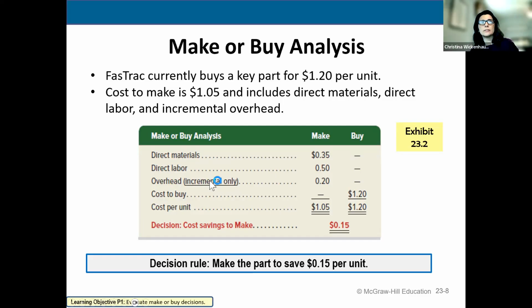And we're only going to look at that incremental overhead. If the overhead is going to stay the same no matter what, it's not relevant. It is irrelevant. So we're only looking at any incremental amount that's going to change because we're going to make it, and that's 20 cents. So they added that up, and we figure out that it's $1.05, whereas if we buy it, it is $1.20. So we can save 15 cents. So we're going to want to make it over buy it.